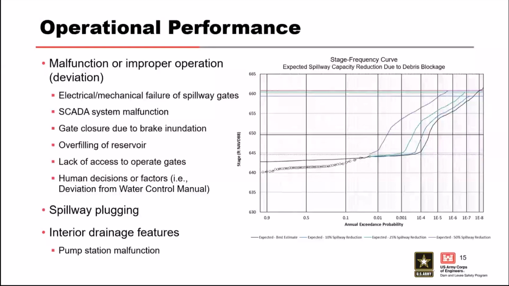So the impacts on the stage frequency curve for this example are significant, and it highlights the kind of effect that these operational performance elements can have on the hazard. Operational performance can also affect levee systems. Interior drainage features, such as pump station malfunction, can result in reduced pumping capacity of the system and flooding of a levied area prior to any breach of the levee system occurring. So operational performance is not dams only, it affects dams and levees.